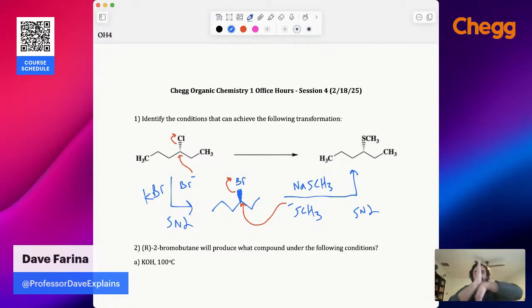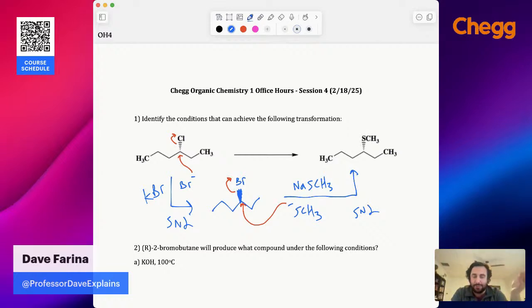180, right? Anti is 180. That's the farthest away they can be. Here we have a 60-degree dihedral angle. They're closer, and so there's going to be some steric repulsion there. They're just not as far away as they could be physically, right?